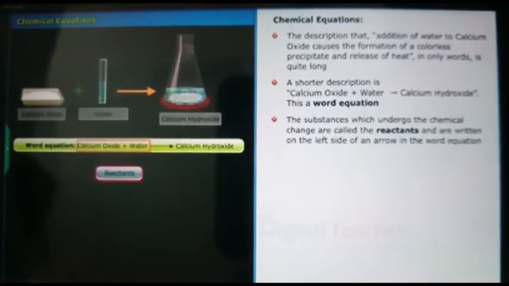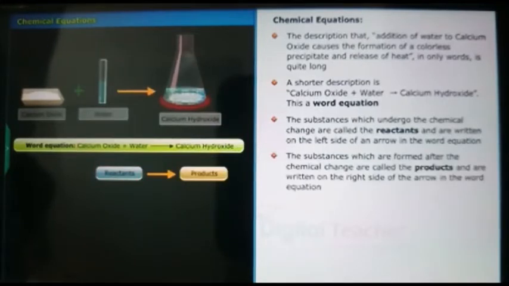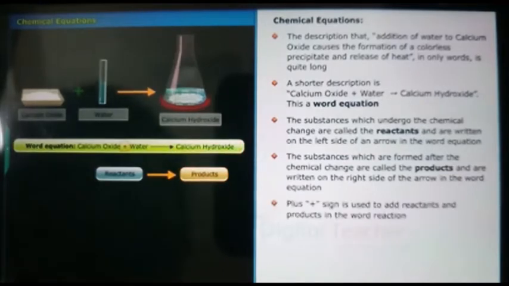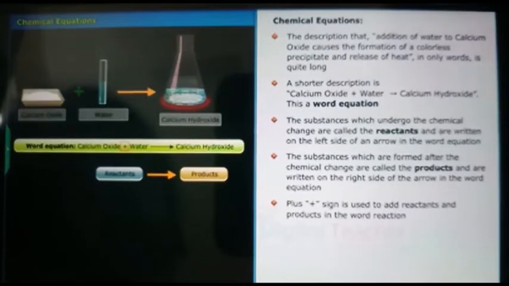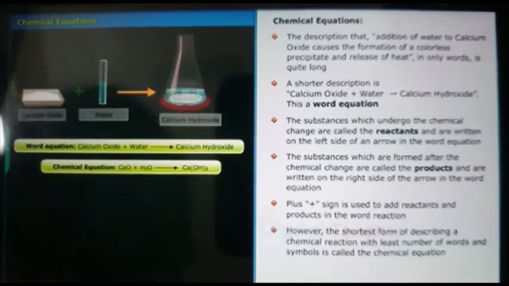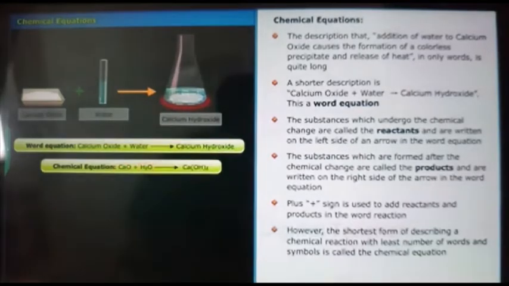The substances which undergo the chemical change are called the reactants and are written on the left side of the arrow in the word equation. The substances which are formed after the chemical change are called the products and are written on the right side of the arrow in the word equation. The plus sign is used to add reactants and products in the word equation.